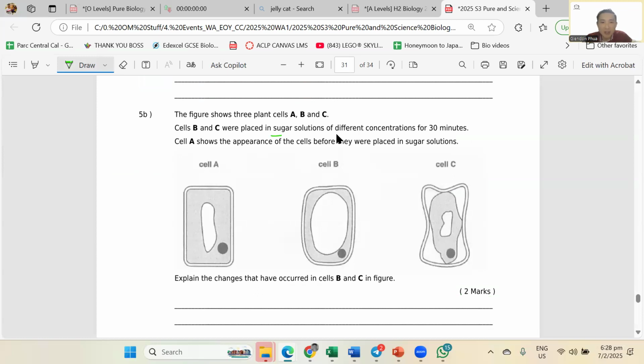B and C were placed in sugar solutions of different concentrations. A is the OG, original. So in B, what happens? The fact that it is moving in, okay, what is moving in over here? Sugar solutions. So sugar solution, the diffusion or osmosis, I cannot tell, but think about it. The plant cell is getting bigger, the plant cell is getting smaller. So this is osmosis. Then if it gets bigger, wow, water molecules are moving in.